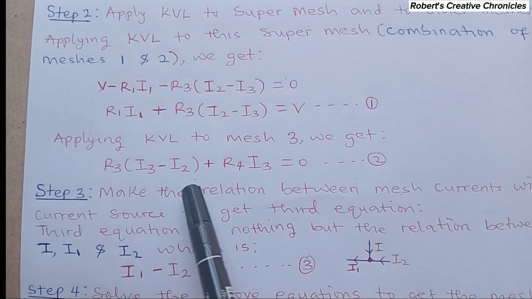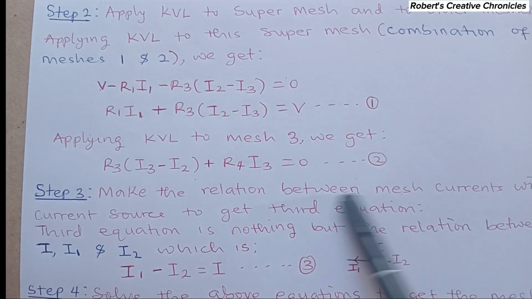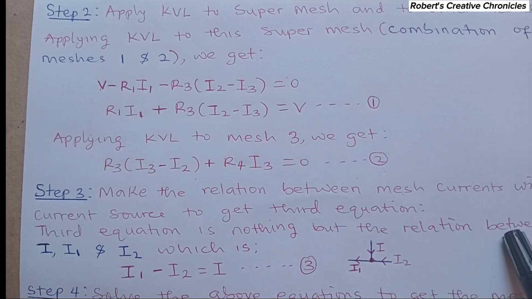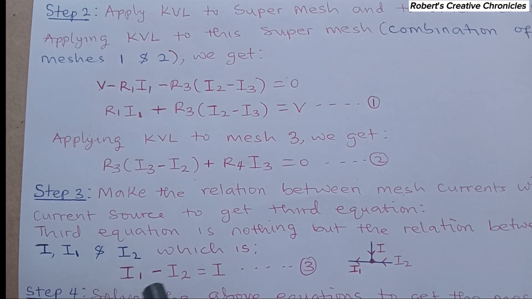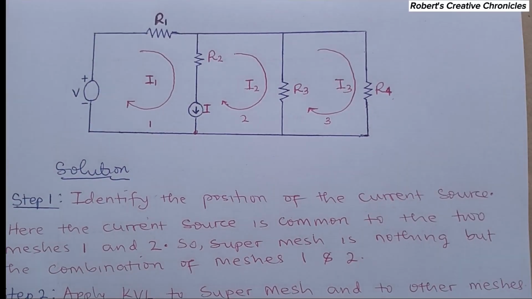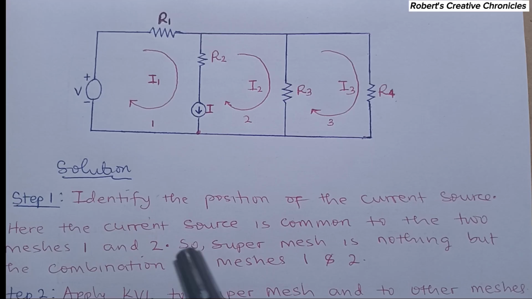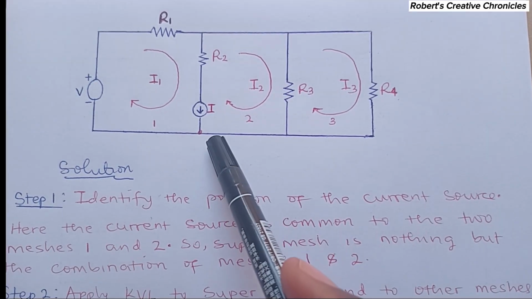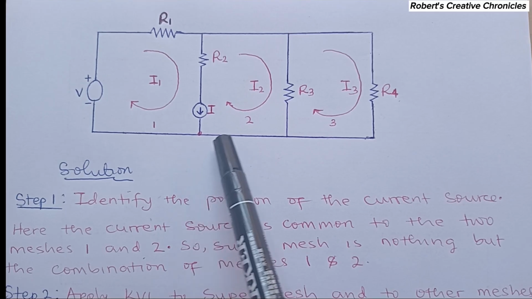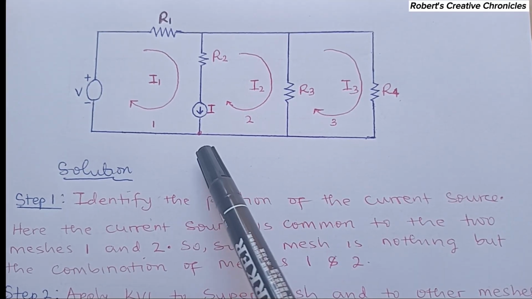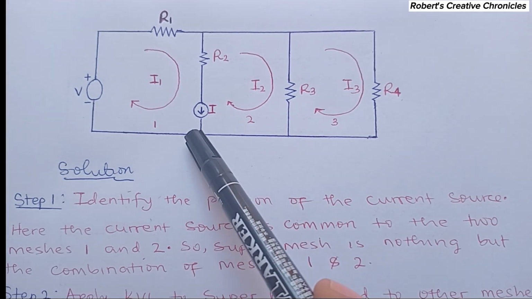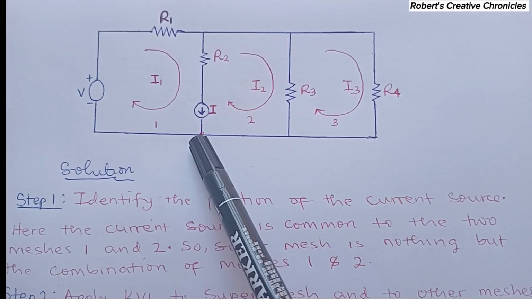Then step 3, make the relation between mesh currents with the current source to get the third equation. The third equation is nothing but the relation between I1 and I2, which is this. So to get the relation between the mesh currents, we have to apply KCL, that is Kirchhoff's current law. Kirchhoff's current law states that the algebraic sum of currents entering a junction is equal to the algebraic sum of currents leaving that junction. So this is the junction we'll be considering. That is why I marked it here with this red dot.